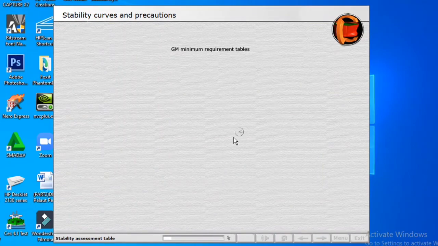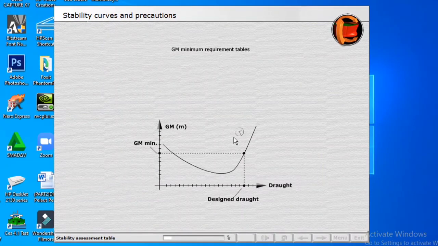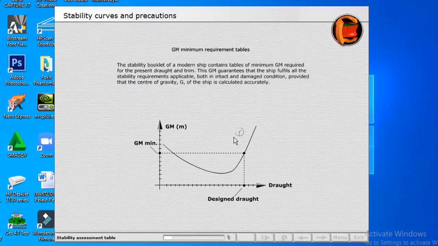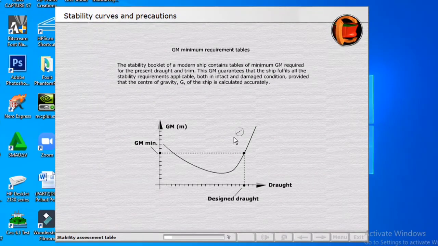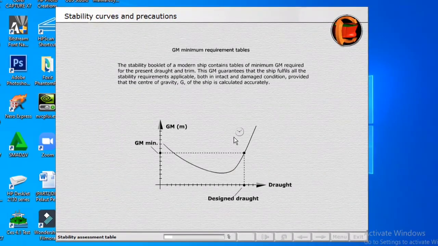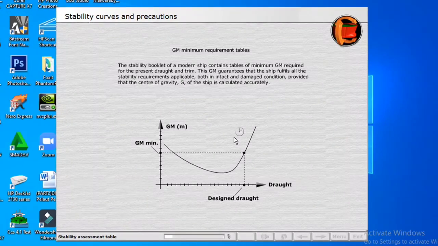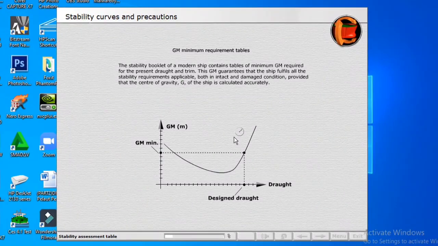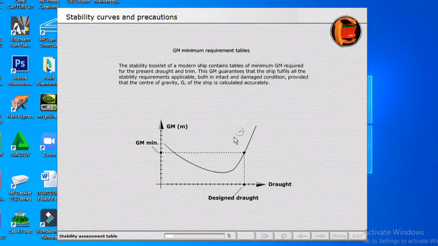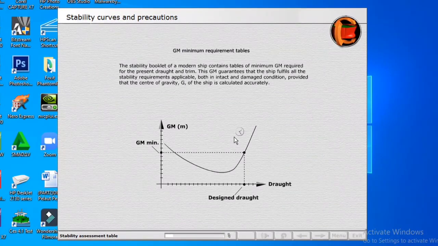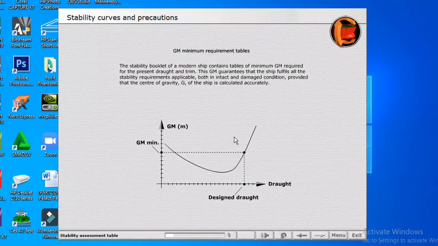GM minimum requirement tables. The stability booklet of a modern ship contains tables of minimum GM required for the present draft and trim. This GM guarantees that the ship fulfills all the stability requirements applicable, both in intact and damaged condition, provided that the center of gravity, G, of the ship is calculated accurately.